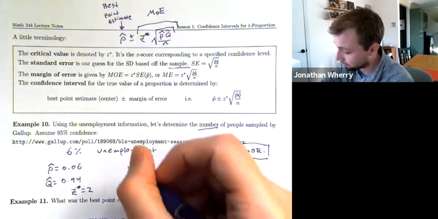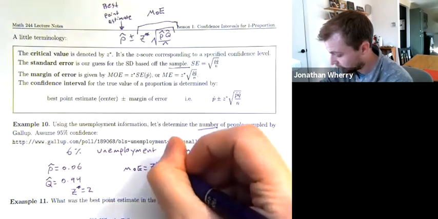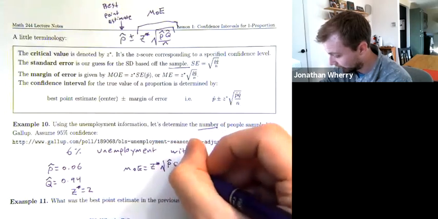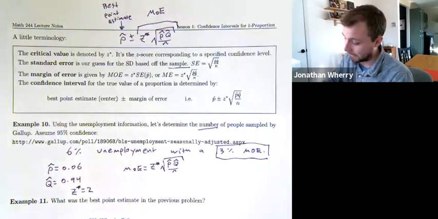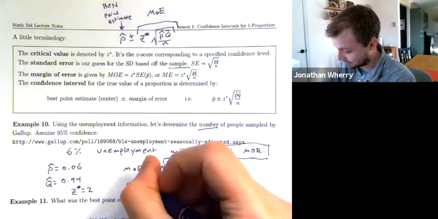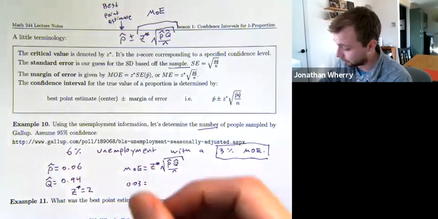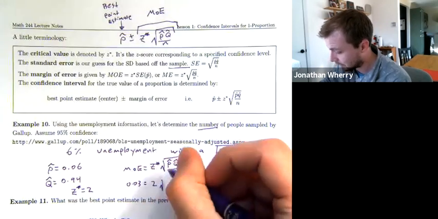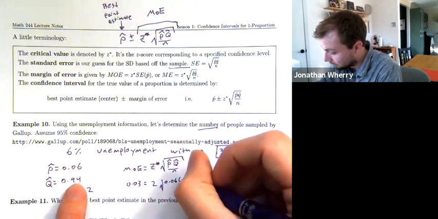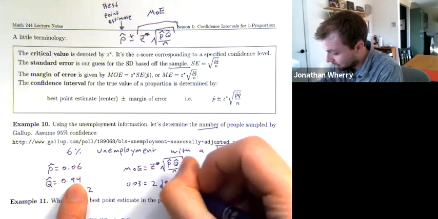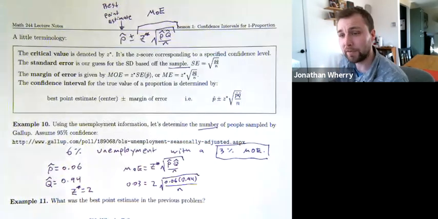My formula for the margin of error is z star times the square root of p hat q hat all over the n. I'm going to plug in the values. My MO is 3%, so that's 0.03. I want to be 95% sure, so my critical value is 2. My p hat is 0.06. My q hat is 0.94. My number of samples, I don't know that. I'm calling that n.